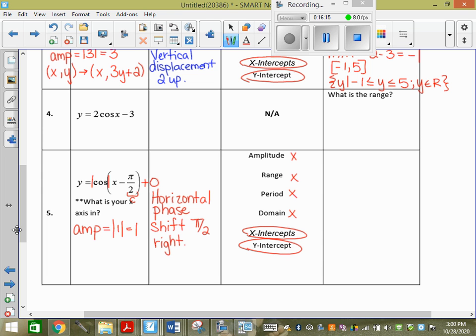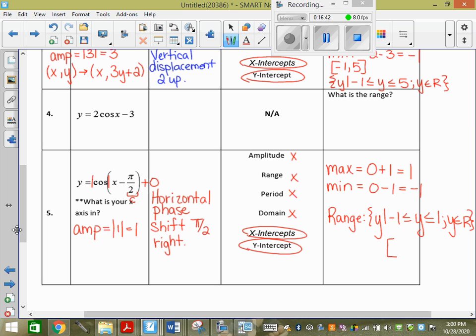Okay? Maximum is D, which is 0 in this case, plus 1, so it's 1. And my minimum is 0 minus my amplitude, so -1. So my range for set notation is -1 is less than or equal to y, is less than or equal to 1, or -1 to 1. So we're not doing anything crazy here, right? The hardest part is not making the transformations. Okay?